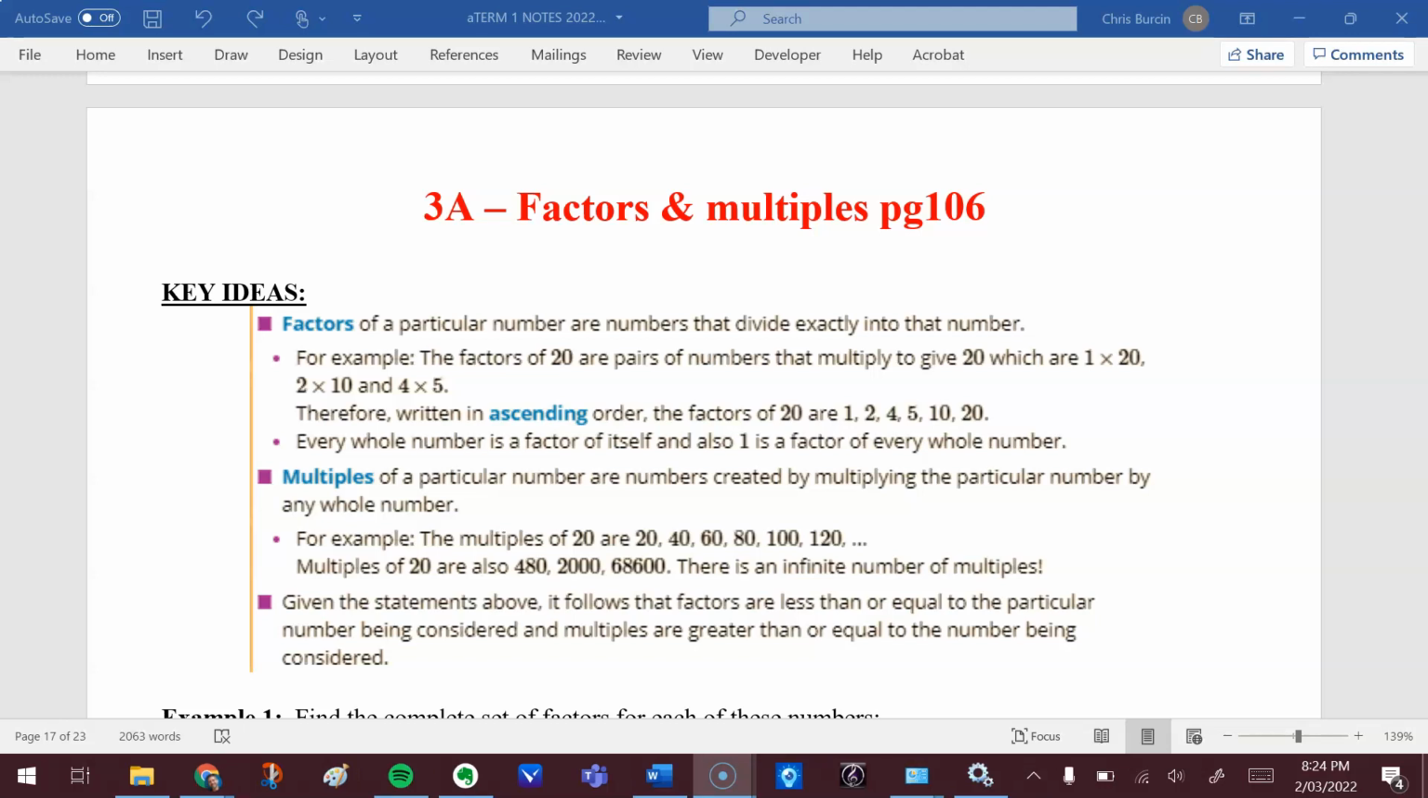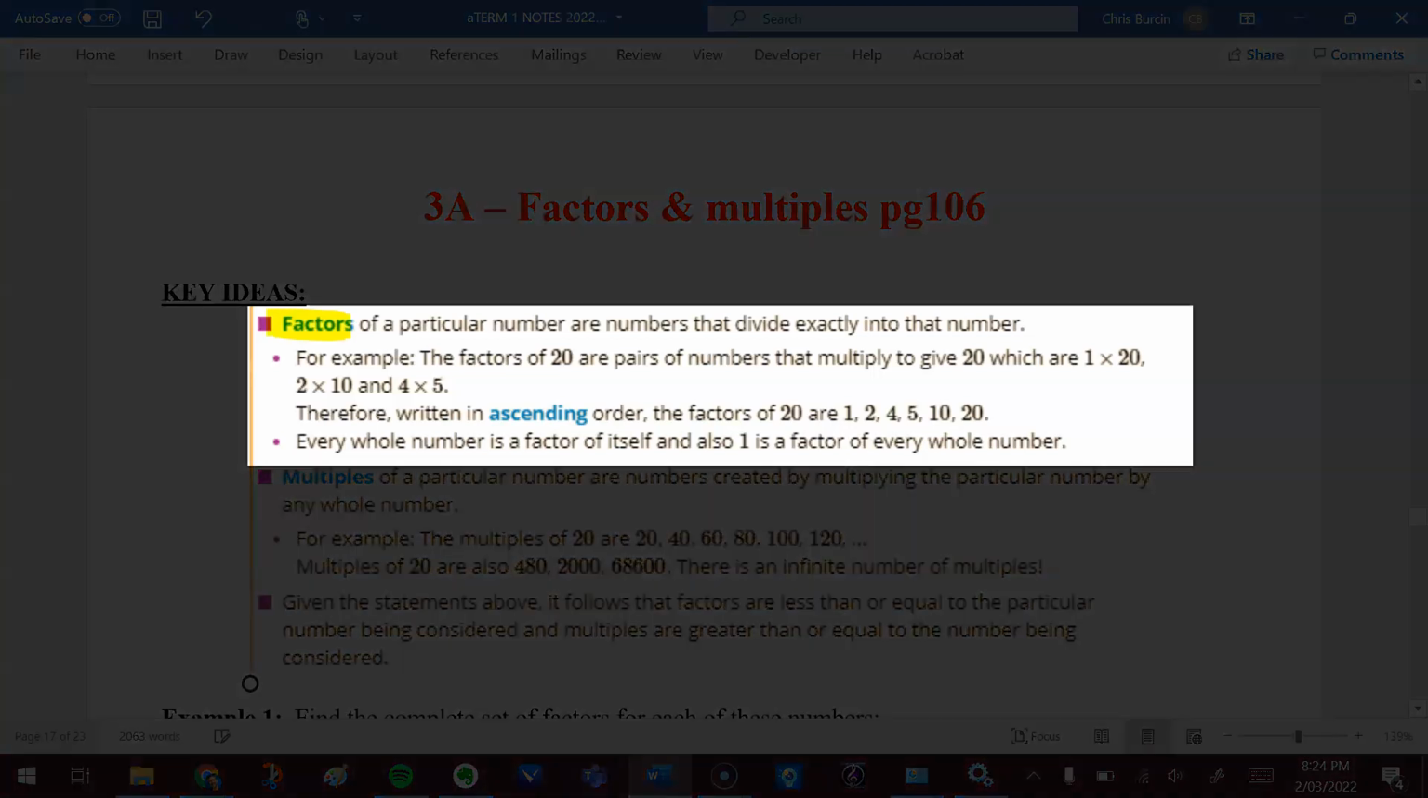Okay, we're talking about factors and multiples. Factors of a particular number divide exactly into that number. So the factors are the numbers that you multiply together to make a certain number. Let's look at 20. What are the factors of 20? What can you multiply together that will give you 20?